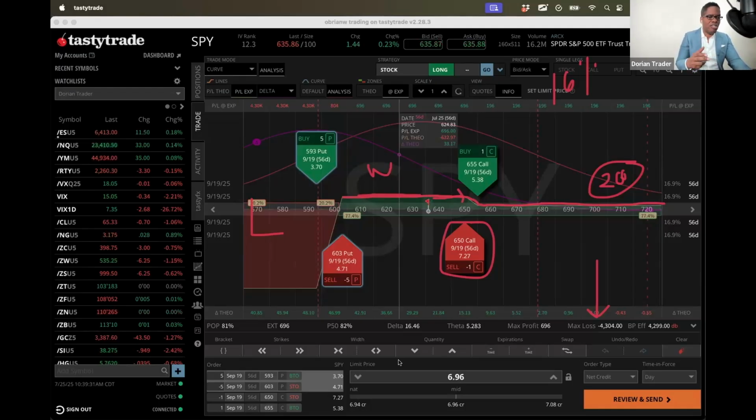But if the market continues to do what it's done over the last 3 months, you're still going to make money. So if you put this on at the end of April, you would have still made $200 if you let it go to expiration. Even though we don't do that here at Dorian Trader, but just for example, if we let it go to expiration, we would have made $200 still.